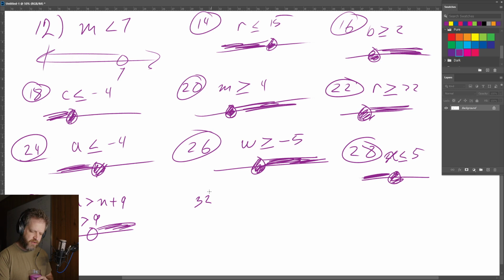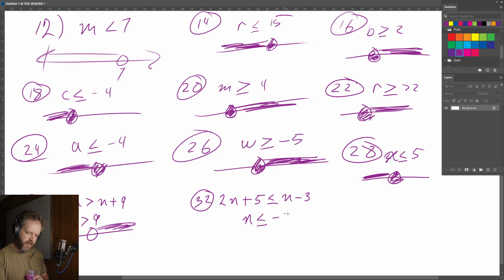And number 32 would have been 2n plus 5 is less than or equal to n minus 3. And then when you solved it, it would have been n is less than or equal to -8. It would have been a filled in circle shaded to the left. So, what questions do y'all have on that homework?